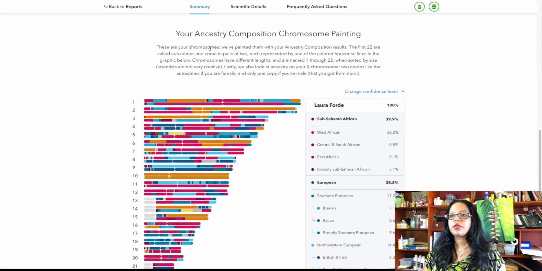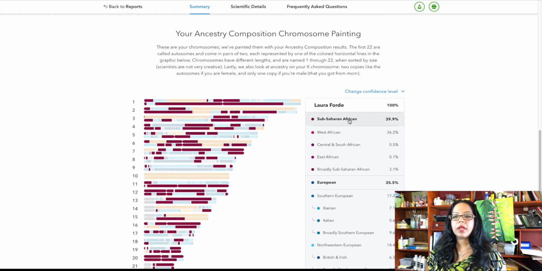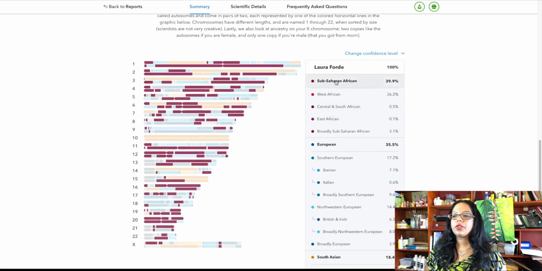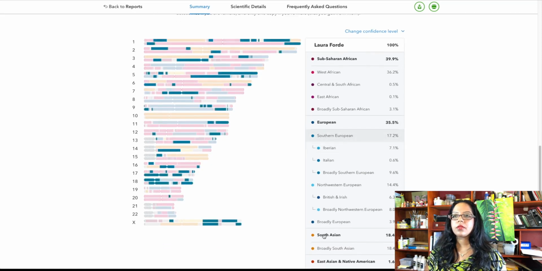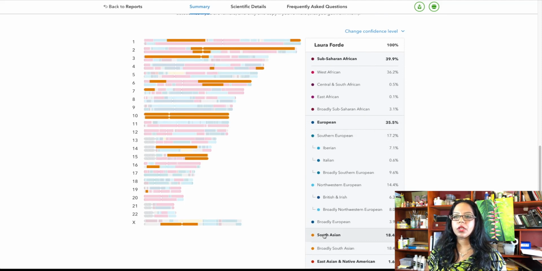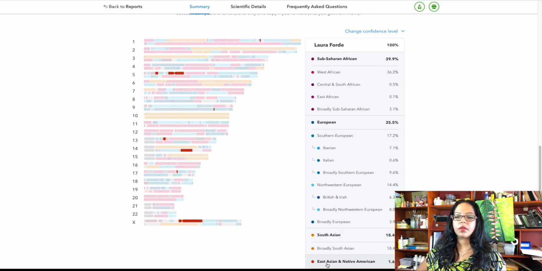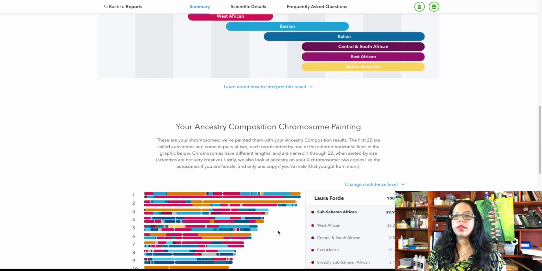And then now if you scroll along here, you have your ancestry composition chromosome painting. So if I just hover over sub-Saharan African, okay, let me scroll down a little more so you can see everything. It shows you now your DNA for that. And if I scroll down here to European, it shows you my DNA for the European. And if I go to South Asian, it shows you my DNA for South Asian. And lastly, if I hover over East Asian, Native American, it shows you my DNA for that.